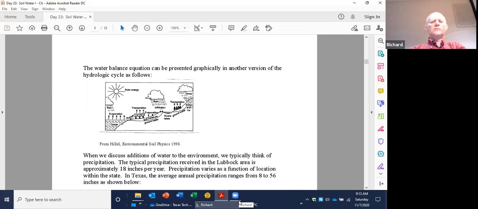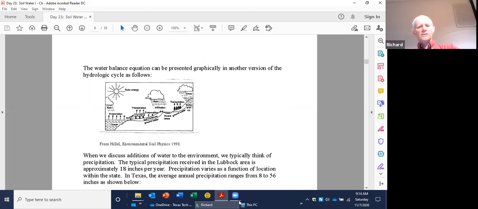Another water balance equation picture can be shown in the following slide. And I really like this. This is one I used for many, many years when I was a faculty member at Tech. We have rain or snow that adds water to the system. Water is lost back to the atmosphere by transpiration. Water moves by runoff into rivers, streams, lakes, or the ocean. And it can move by deep drainage into the aquifer.